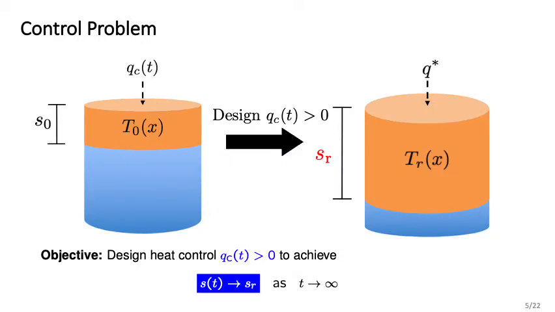Here is the control problem we consider. We essentially manipulate the heat flux Qc(t) so that the interface position is driven to our desired set point SR under the injection of only positive heat input. That's the control objective we consider.